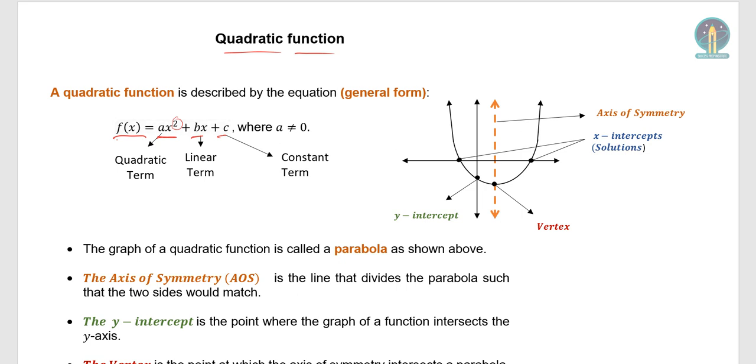And then plus bx, this is a linear term, right? Because the exponent of x is 1. Plus c, which is a constant term, just a single constant, where a cannot be equal to 0.